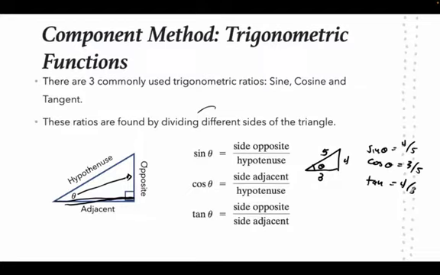How are we going to remember all this? Well, there's a mnemonic for this known as SOHCAHTOA. If you can remember SOHCAHTOA, then you can remember these ratios. Sine equals opposite over hypotenuse, cosine equals adjacent over hypotenuse, tangent equals opposite over adjacent. So SOHCAHTOA is an easy way to remember these three trigonometric ratios.